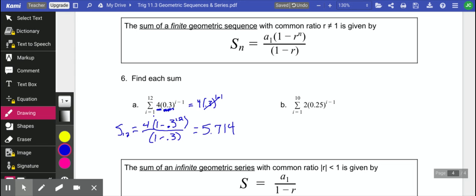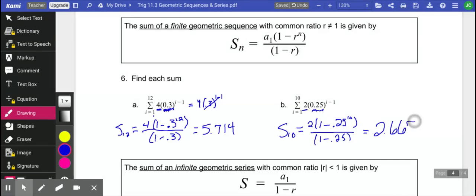All right, let's try the next one. This time it'll be a 10th partial sum because we're going from 1 to 10. Our first term is 2, or you can get that by plugging in 1. And then 1 minus our common ratio is always going to be the base of that. So 0.25 to the 10th over 1 minus 0.25. And we're just going to put that all into the calculator. See what magic it comes up with. 2.667.